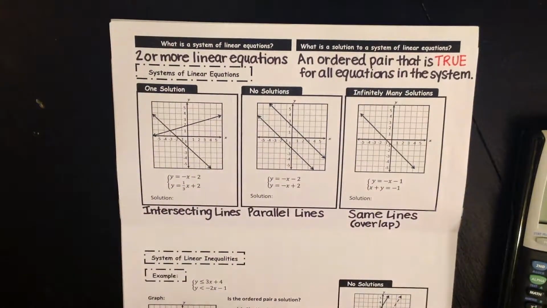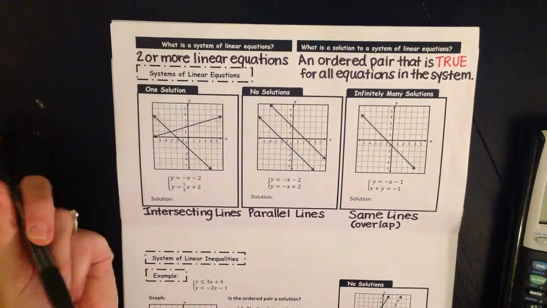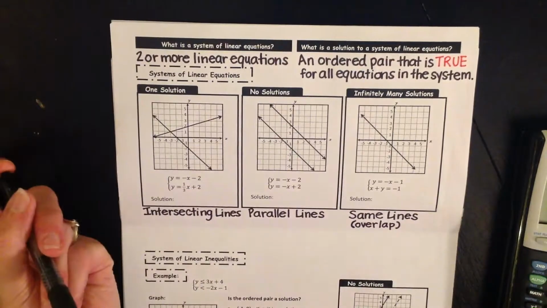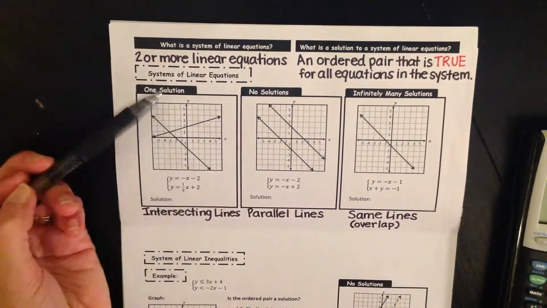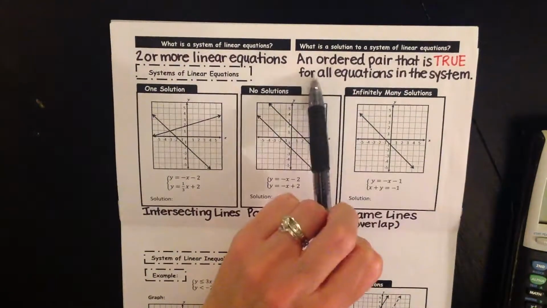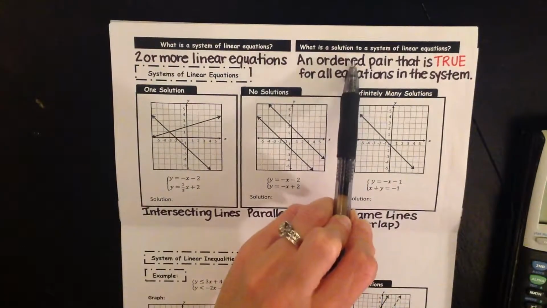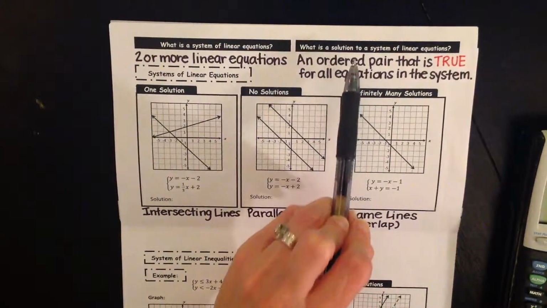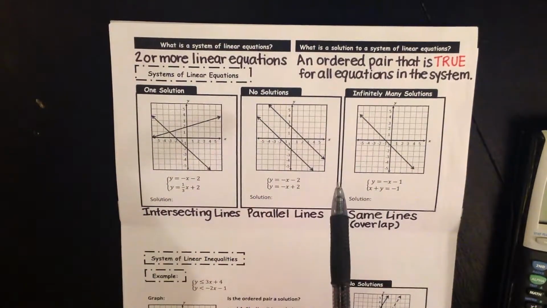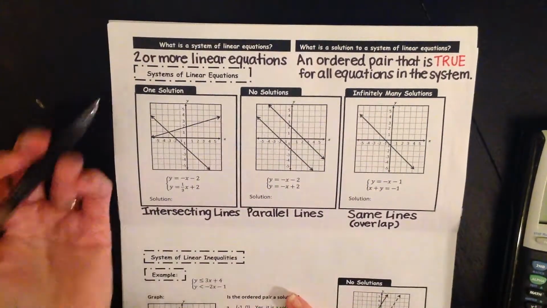Okay, so now we're going to talk about systems, and this is going to go pretty quick. Systems of linear equations, that's when you have two or more y equals equations, or equations you could rearrange to y equals. What does it mean to be a solution? It's an ordered pair that is true for all equations in the system. So if you have two equations, both equations have to be true for that single ordered pair that you are given. So how can we look at this in our calculator?